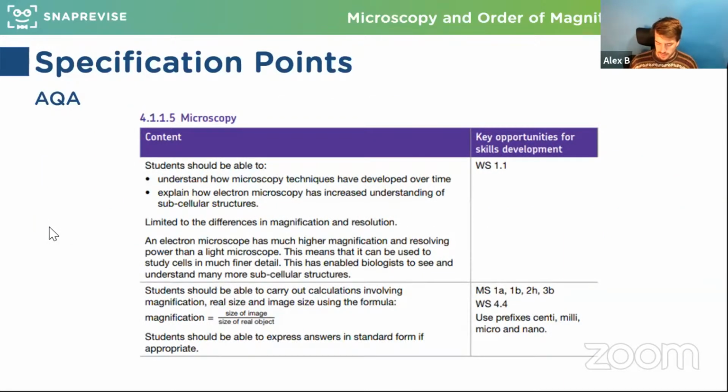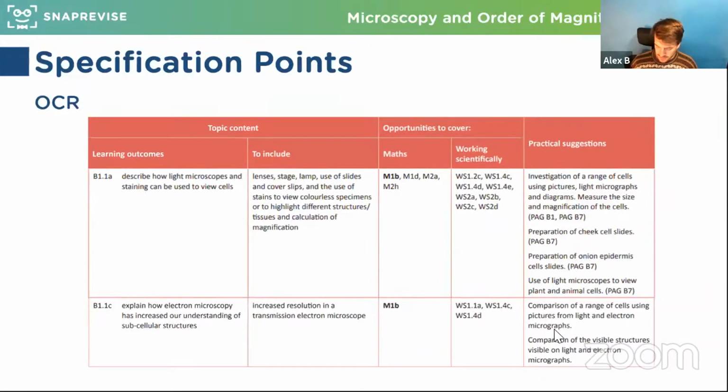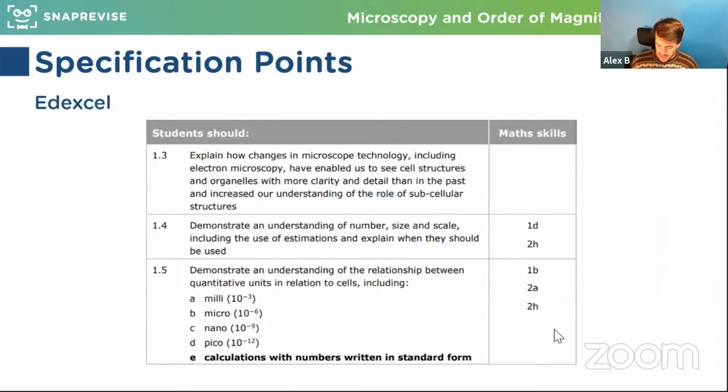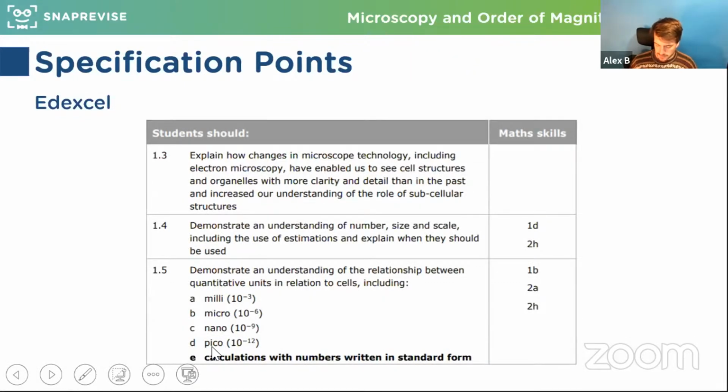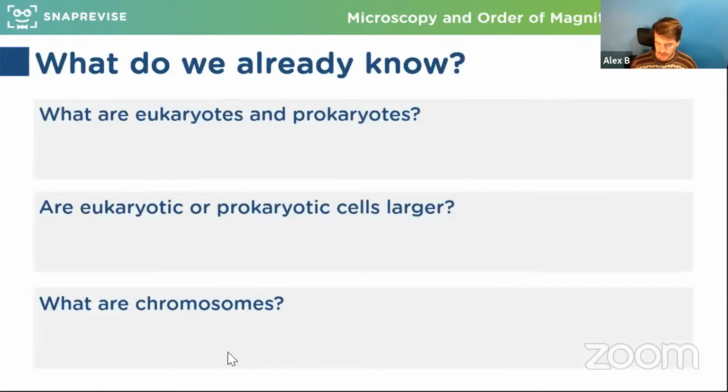So these are the spec points for the different specs. They're all pretty similar. You can see these are the prefixes. I believe that's the OCR one. Edexcel, you need to go down to picometers, which are 1,000 times smaller than a nanometer. The other specs stop at nanometers, but Edexcel, for some reason, you have to go even smaller. So they don't tend to come up that often in biology, but they want you to know about them.